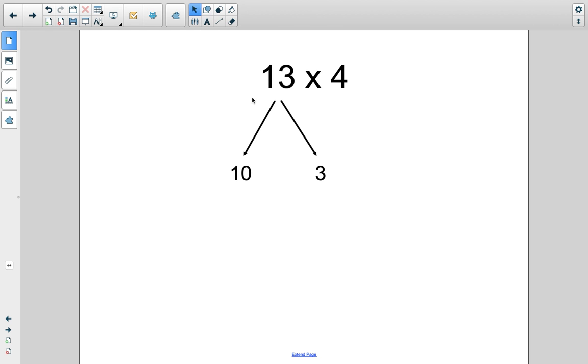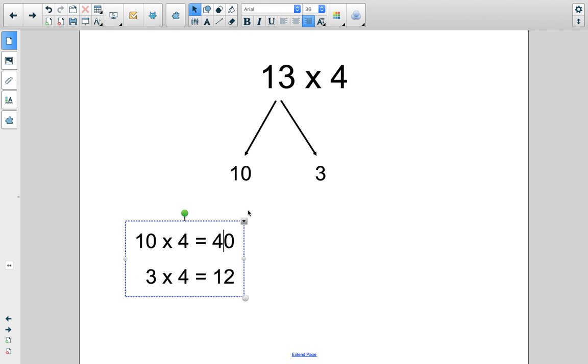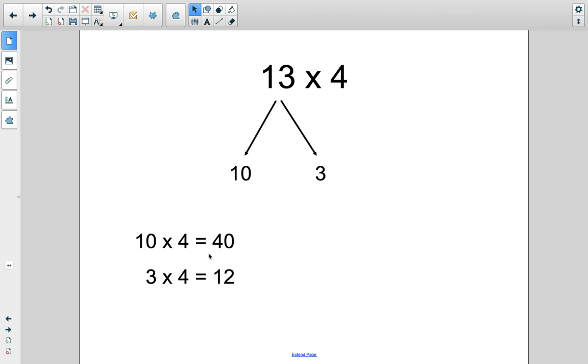So I've broken down my 13 into 10 and 3. Now what I can do is multiply my 4 by each of these. And you guys know those ones, right? You know off the top of your head that 10 times 4, oops, apparently I don't know. 10 times 4 is 40, and 3 times 4 is 12. So you know off the top of your head that those are in fact the answers.